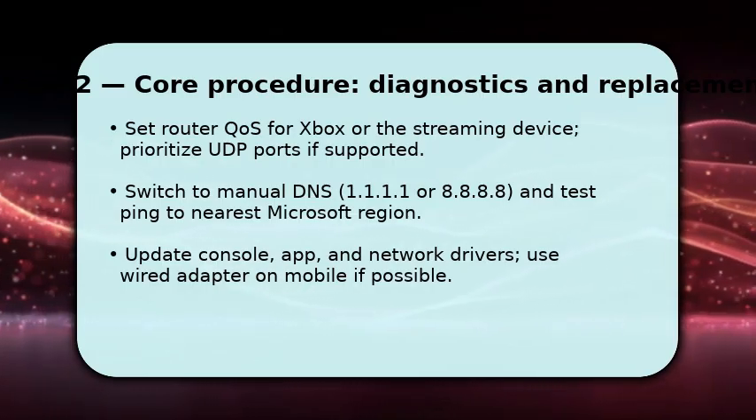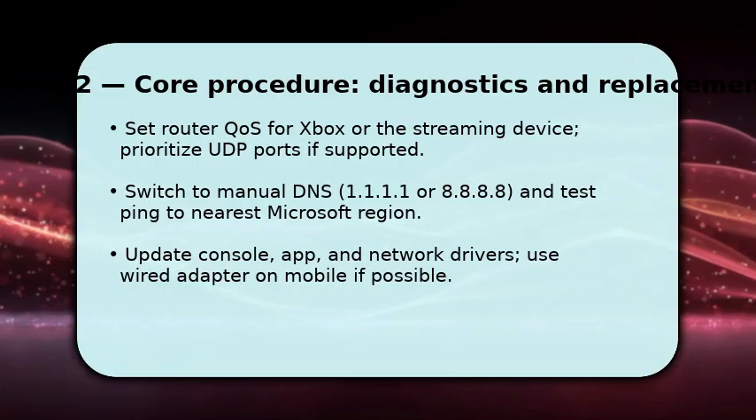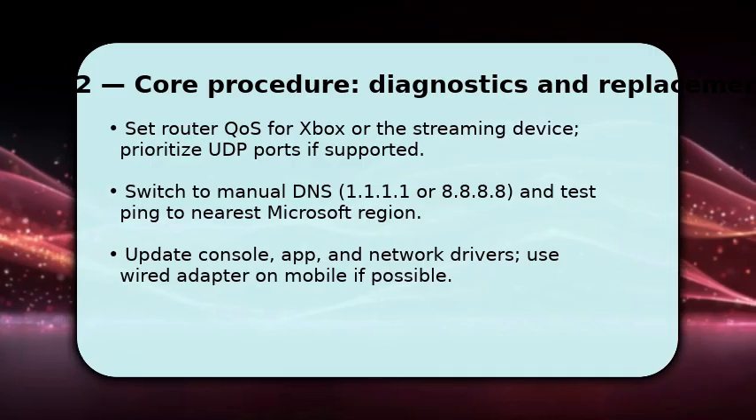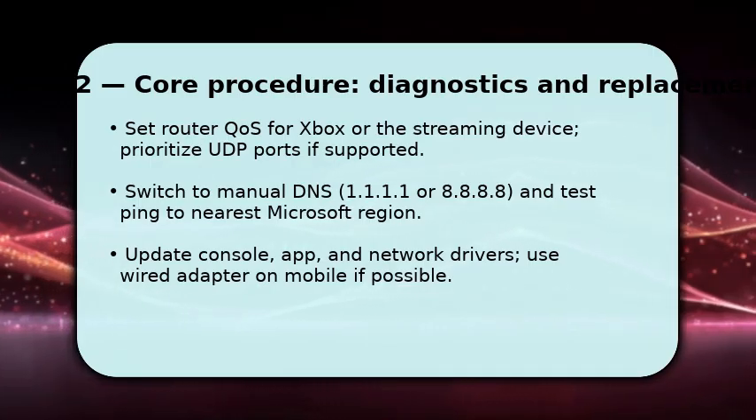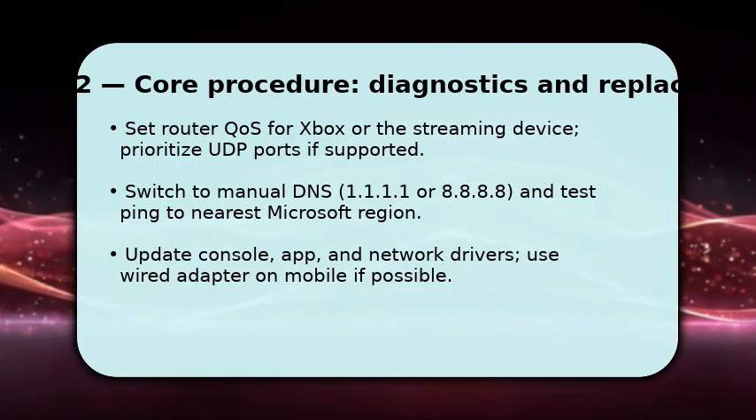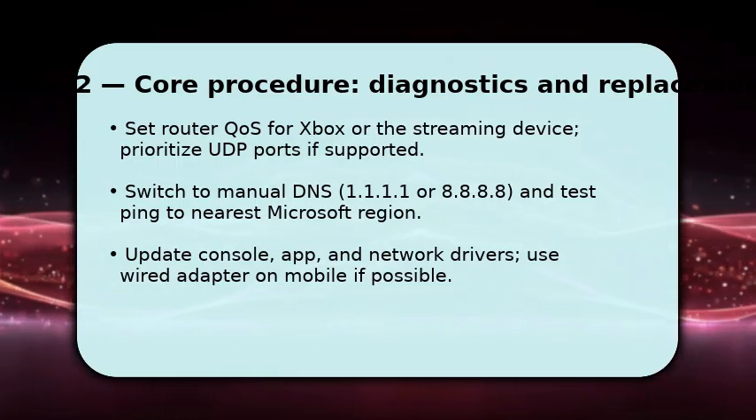Then switch to a reliable DNS like 1.1.1.1 or 8.8.8.8 to speed name resolution, and measure latency to the nearest Microsoft region so you know if routing is the issue. Also update the console app and device drivers.